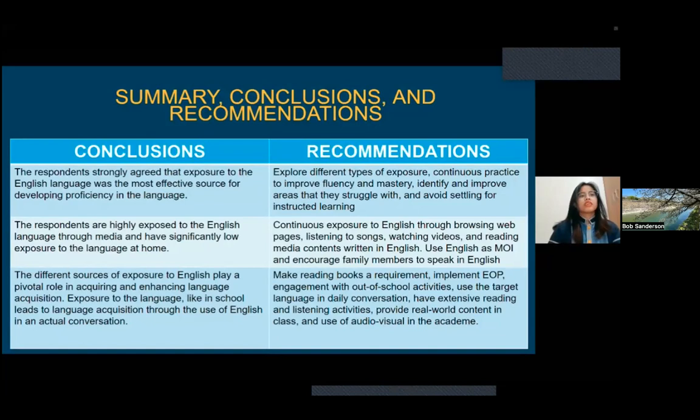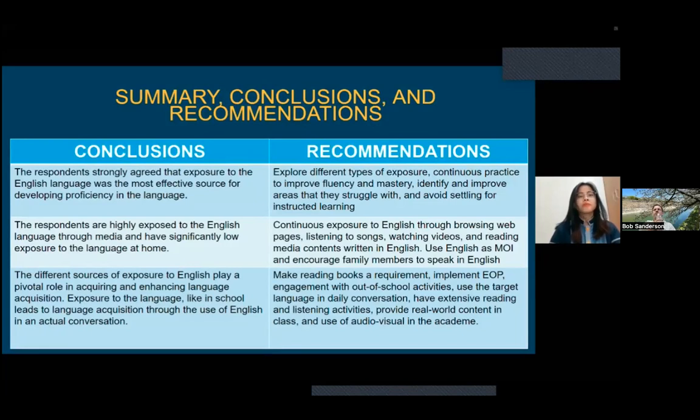Next one. This paper concluded that the respondents are highly exposed to the English language through media and have significantly low exposure to the language at home. With that being said, this paper recommends that the learners must continuously expose themselves to the English language through various ways, such as browsing web pages, listening to songs, watching videos, and reading media contents that are all written in English.